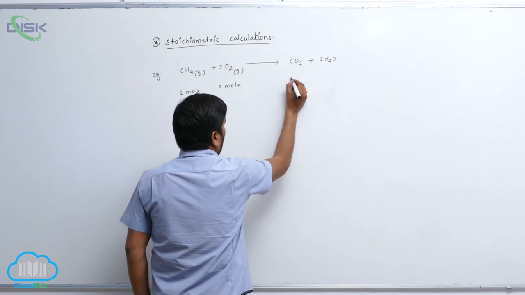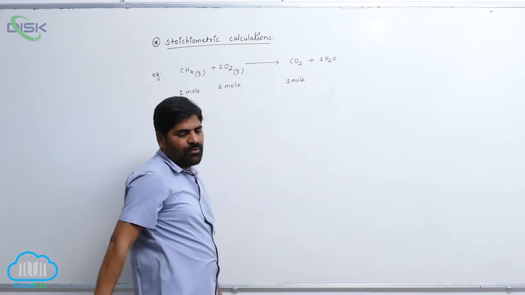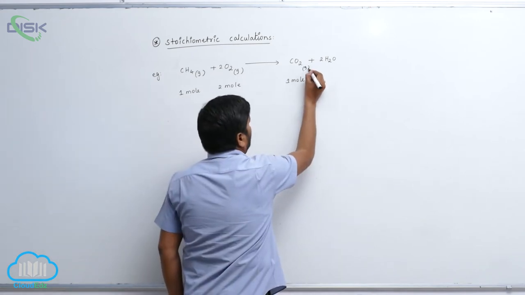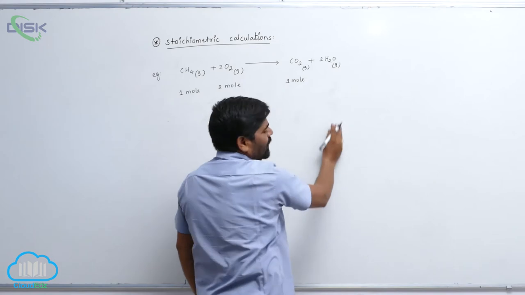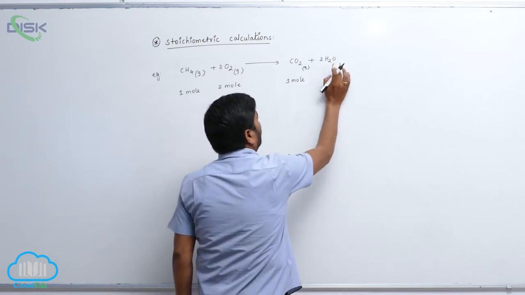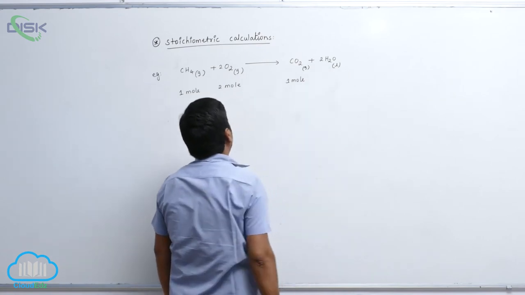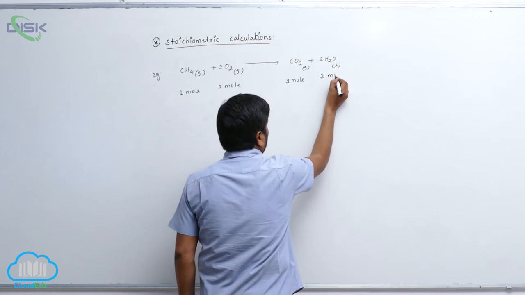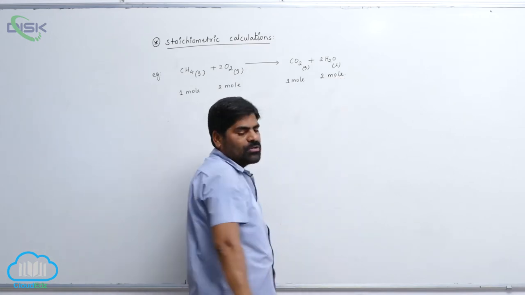Then 1 mole of CO2 gas. Then 1 mole of CH4 gas. This is what? Liquid, plus 2 moles of which one? Water. 2 moles of water.